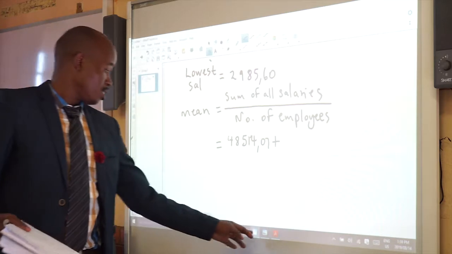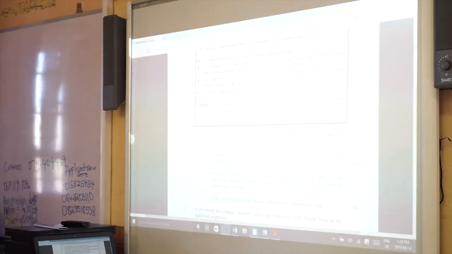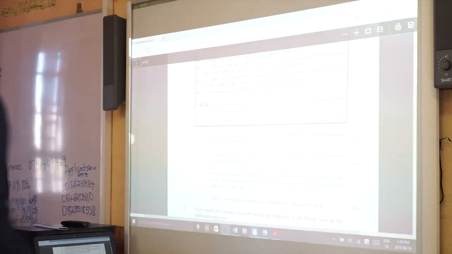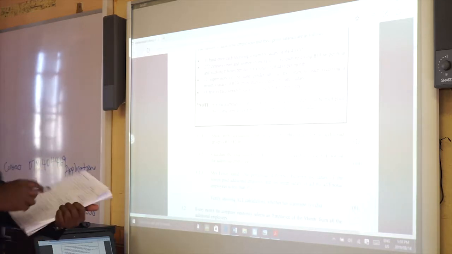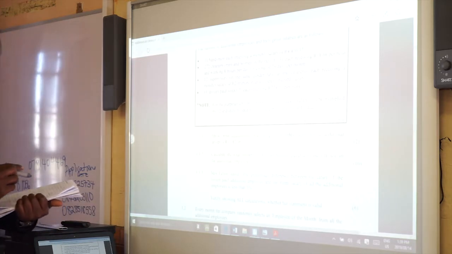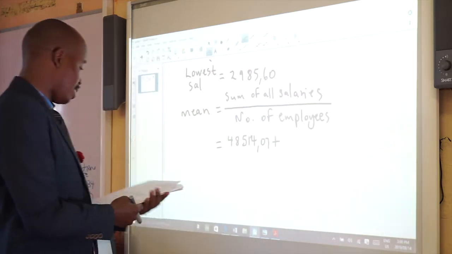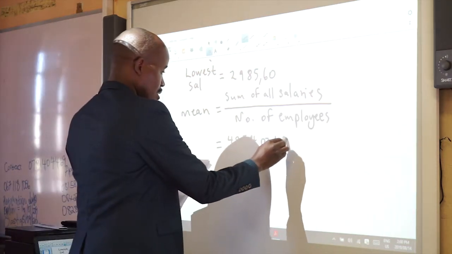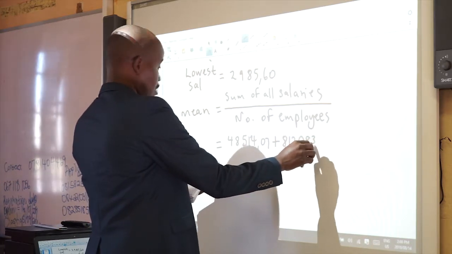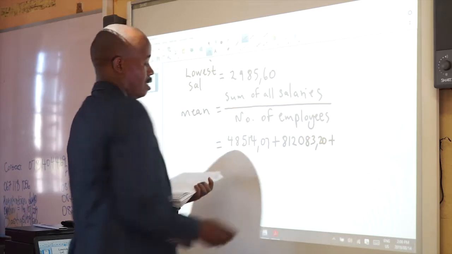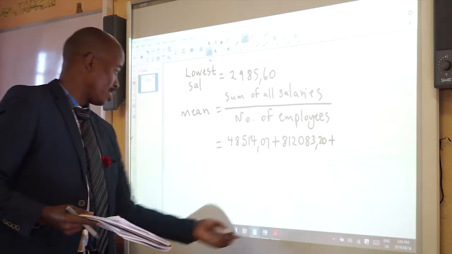Plus, next, the salary for cleaners. We have 272 cleaners. Each cleaner is earning 2,985 rand 60. We calculated this in the previous question. So the total salary for cleaners is 812,083 rand 20 cents. Very good. Right, now we want to know the salary for the supervisors.